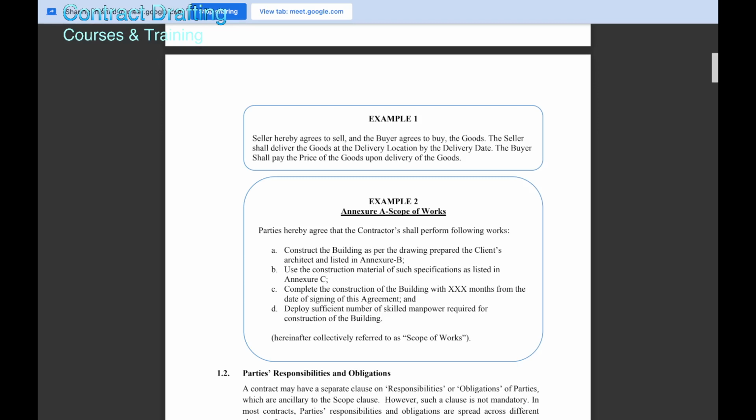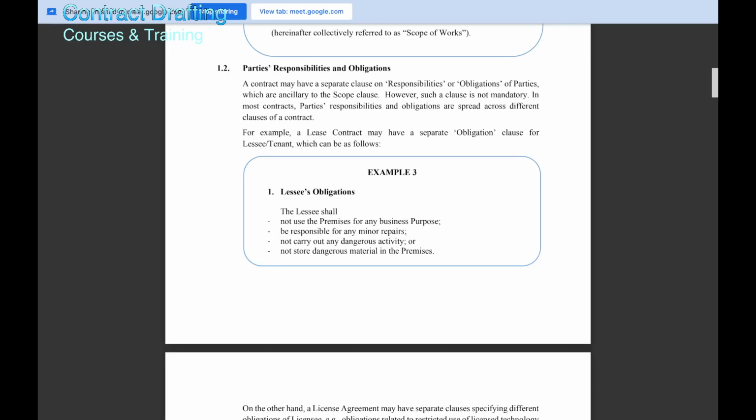So, we all know that as a lessee or lessor, there are certain obligations. So in a lease contract, the lessee will have some obligations like they will not use the premises for any business purpose. They will be responsible for carrying out minor repairs. They will not carry out any dangerous activity. They will not store any dangerous material in the premises.